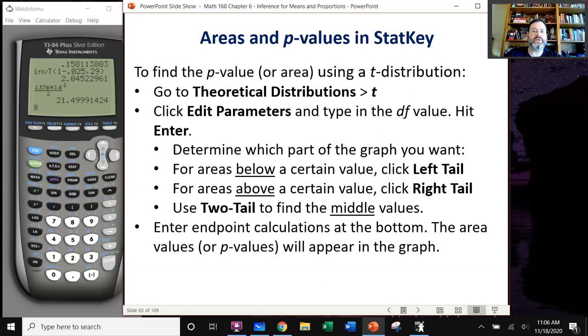Here's the instructions how to do it in StatKey. I'm only going to show you how to do this on the graphing calculator because the StatKey is the same stuff you've seen before.